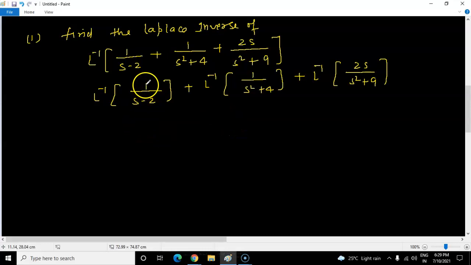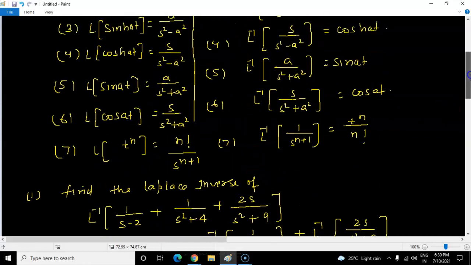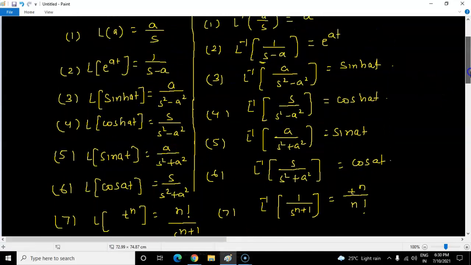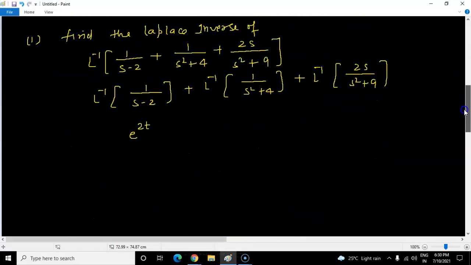So we know that this is 1 upon s minus a. So 1 upon s minus a, we can write as e to the power of at. So a is here 2. So this one's inverse we can write as e to the power of 2t. Like this is the formula: 1 by s minus a is e to the power of at.